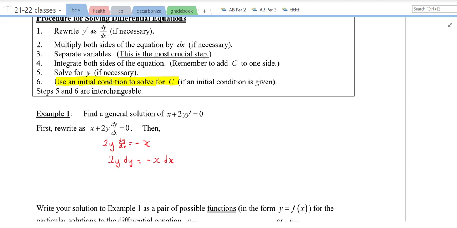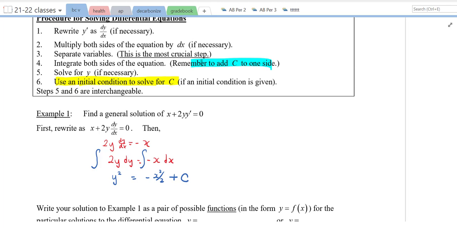Once you've done that, now you can do step 4, which is integrate both sides. So 2y dy, the antiderivative there is y squared. The antiderivative of negative x is negative x squared over 2. And then don't forget, plus c. Now it does say to add c to one side, but technically you could have two c's on both sides, but they're different constants. Why don't we just put them together as one c? It just makes it easier.